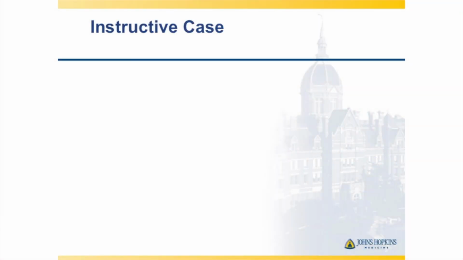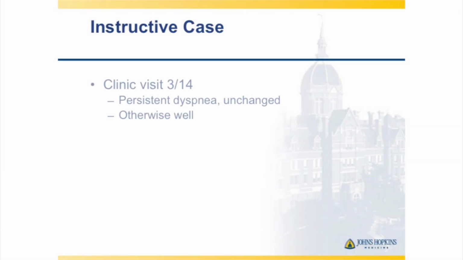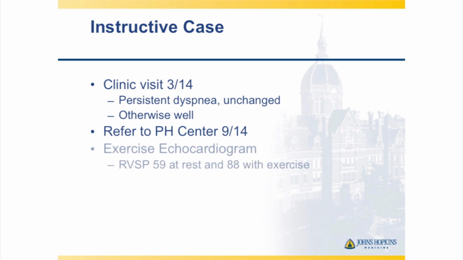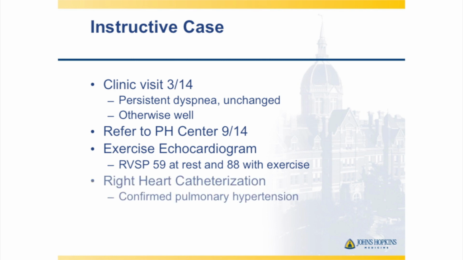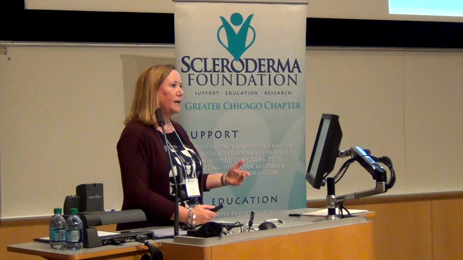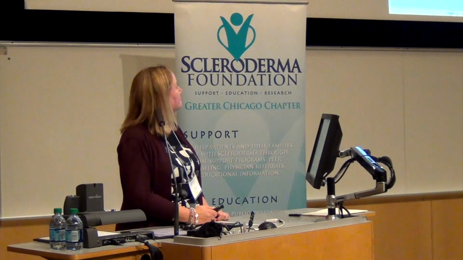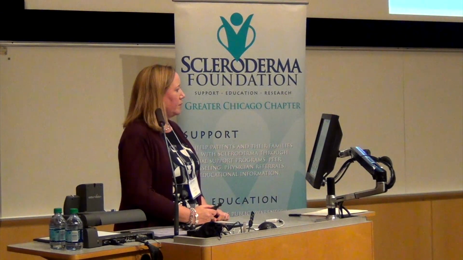So she still came in with shortness of breath that seemed to be unchanged, otherwise she was feeling well, but because of this persistent shortness of breath, we referred her to our pulmonary hypertension colleagues, who did an exercise echocardiogram that suggested the pressures were not in fact normal, that they were elevated, and a right heart catheterization that confirmed pulmonary hypertension. But here's a patient who had come in and said for years she had had mild shortness of breath that wasn't changing. And she was started on therapy.